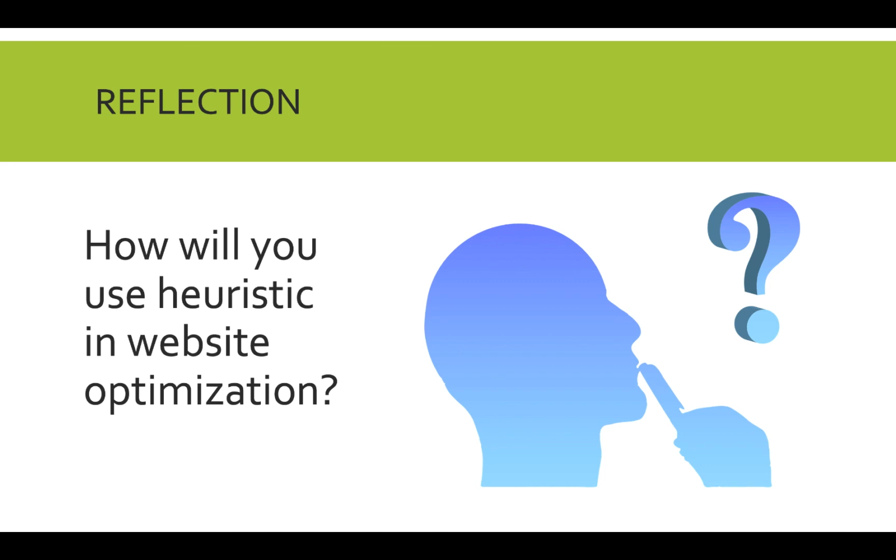That was a lot of information, and I know you may have to go back and look at it a few times. The heuristic evaluation tool will help you, but I want you to think about, these are really tried and true user experience design best practices that you should use when you're building a website or when you're evaluating a website for someone else. So I want you to think about, how are you going to use heuristics in website optimization?